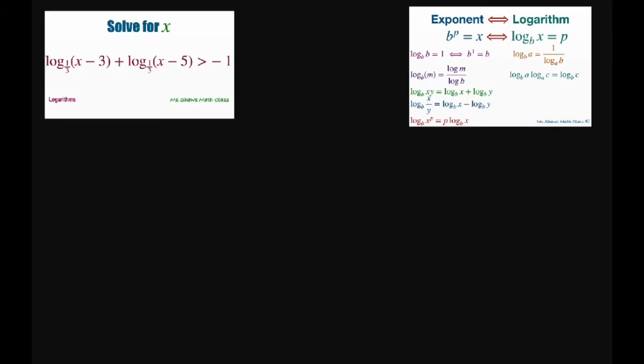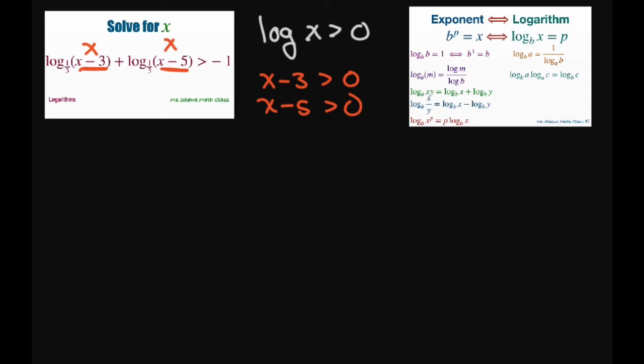Alright, and just for the domain of any log, so just log of any base of x, x has to be greater than 0. So looking at our quantities here, our x − 3 has to be positive, and then our x − 5 has to be positive. This gives us x has to be greater than 3, x has to be greater than 5.